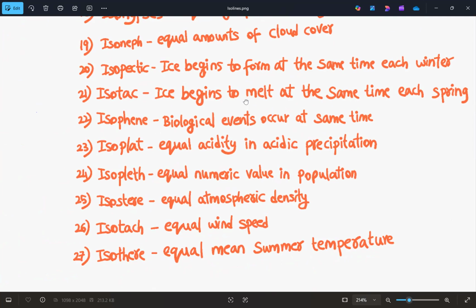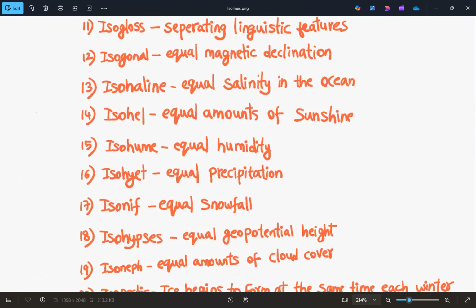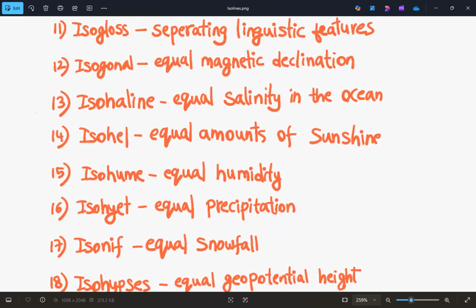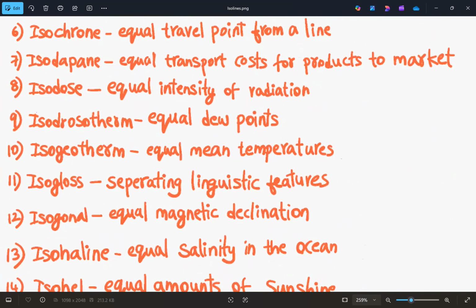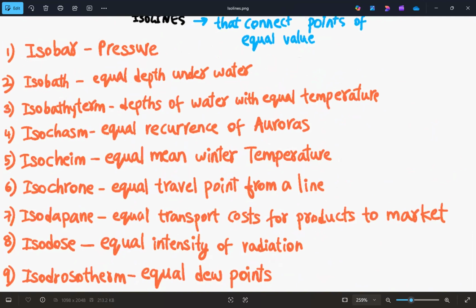Let's go through quickly. The first one is isobar. Isobar measures pressure. The next one is isobath. It measures equal depth underwater. Third one, isobathytherm, depths of water with equal temperature. Fourth one, isochasm, equal recurrence of auroras. Fifth one, isochem, equal mean winter temperature, whereas isothere means equal mean summer temperature.